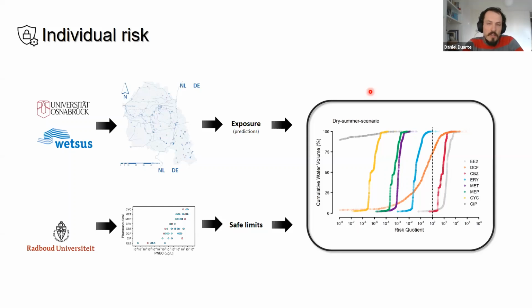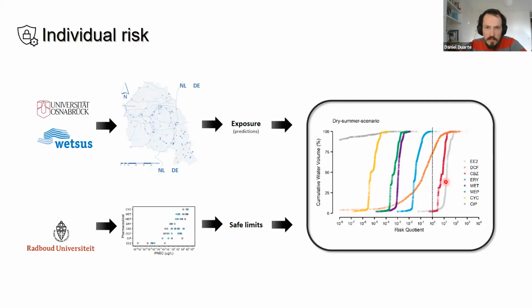scenario. Here you see the quantified risks, and each curve corresponds to one pharmaceutical. This relates to the amount of water volume in the entire catchment for which the predicted concentrations seem to exceed the safe limits that we calculated. The vertical dashed line depicts that threshold. So above 1 is above the safe limit, below 1 is below the safe limit.